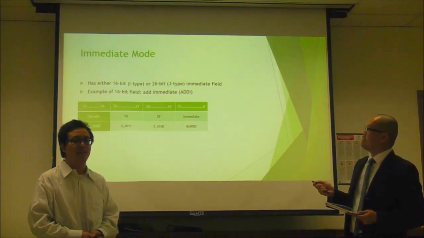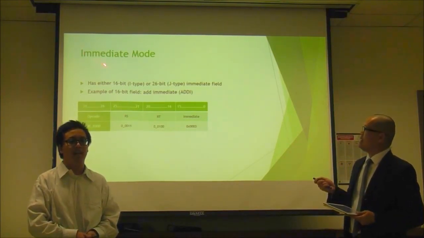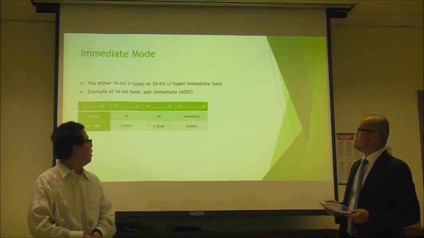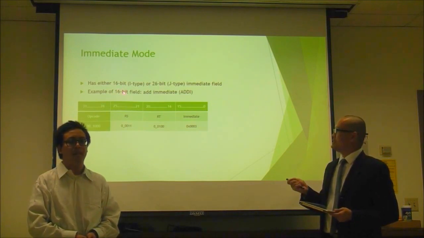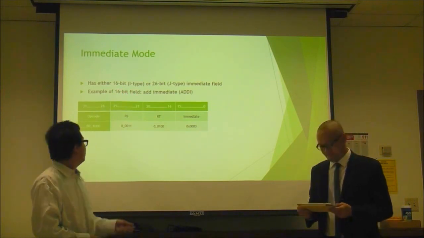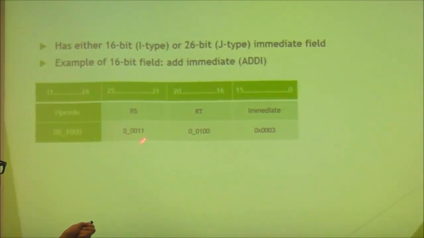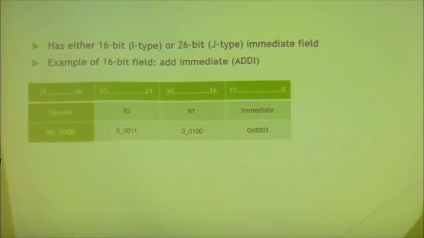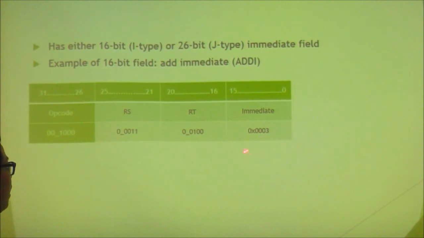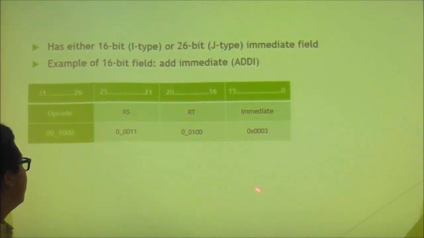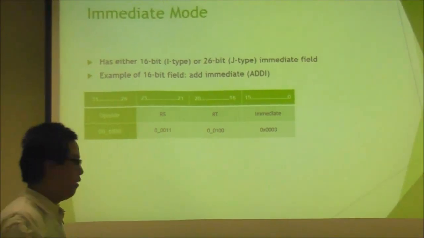So let's look at immediate mode. First, the immediate mode is either a 16-bit I-type or 26-bit J-type immediate field. The example we have right here is the 16-bit field add immediate. With add immediate, we're getting the contents of register S, which is register 3. We're going to add it with the immediate value 3, and the result of that will go into the destination register RT, register 4.